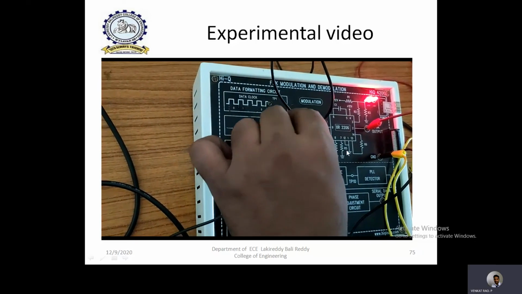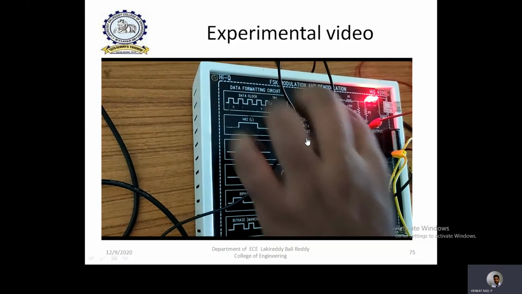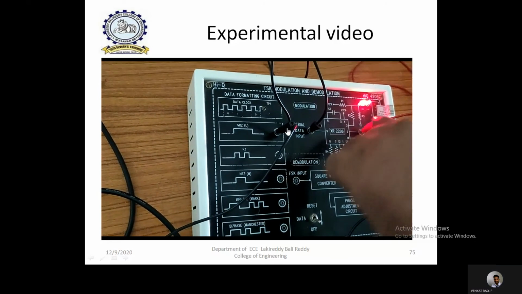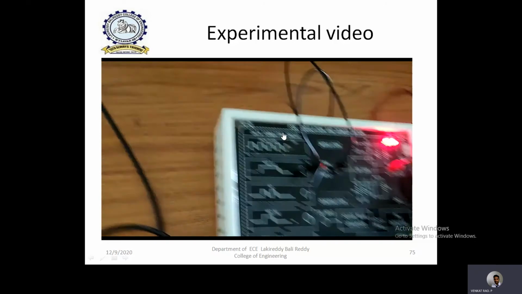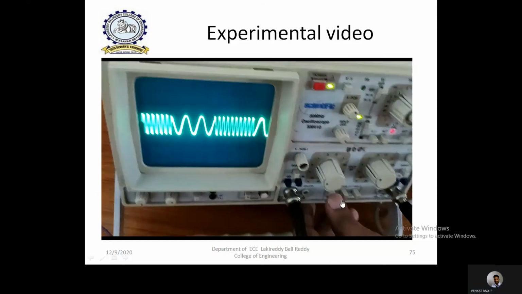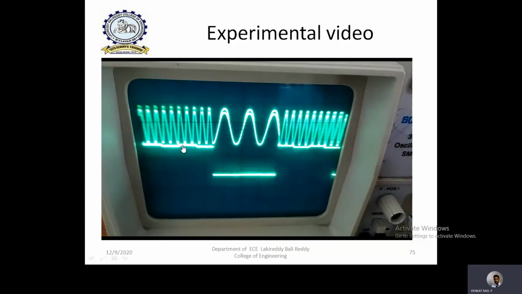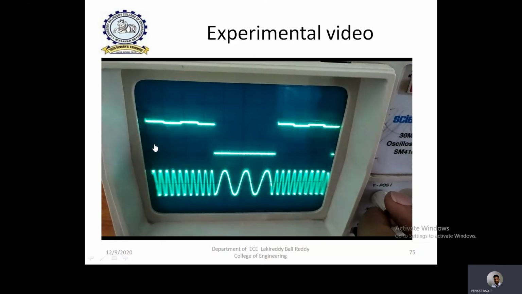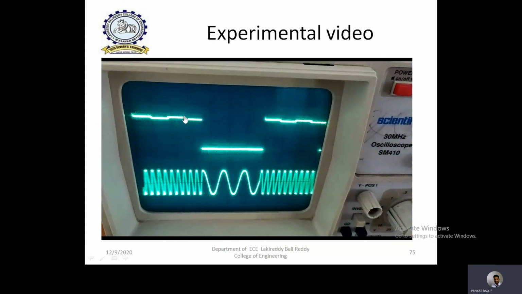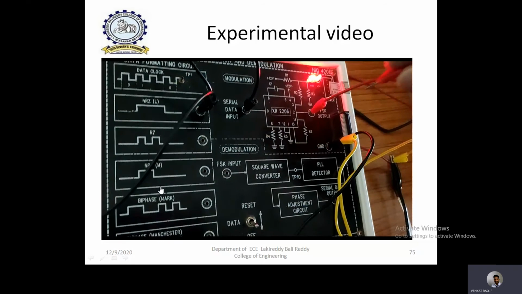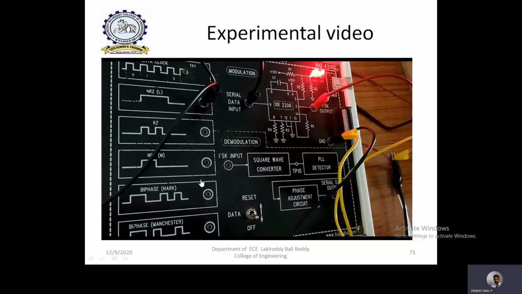If you want to compare with the input, connect another input and output. Both input and output can be connected in dual mode in the CRO, right? So here I have connected dual mode. So you can clearly observe compared to the input. Whenever the input is high, that is binary 1, you will observe the high frequency carrier, otherwise low frequency carrier.